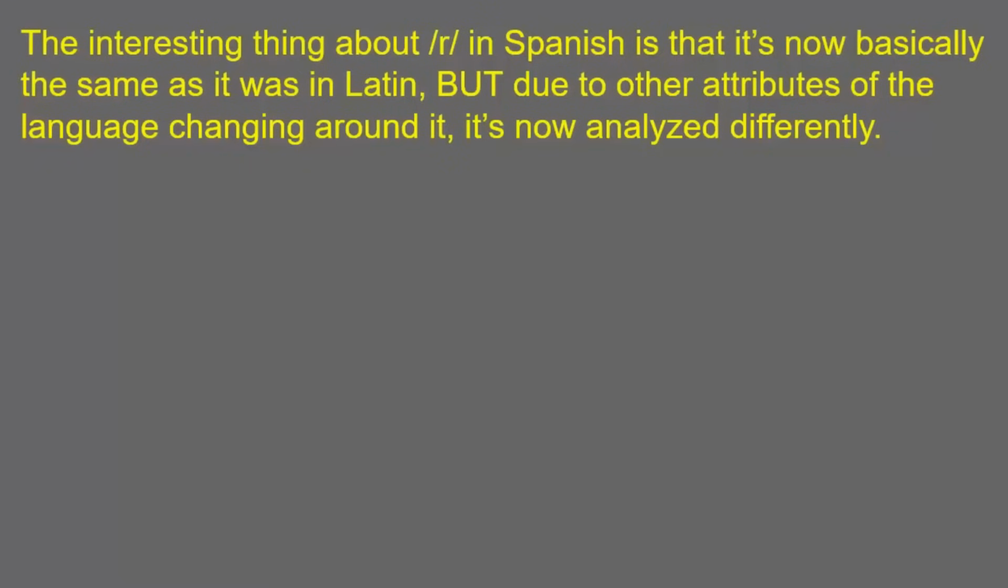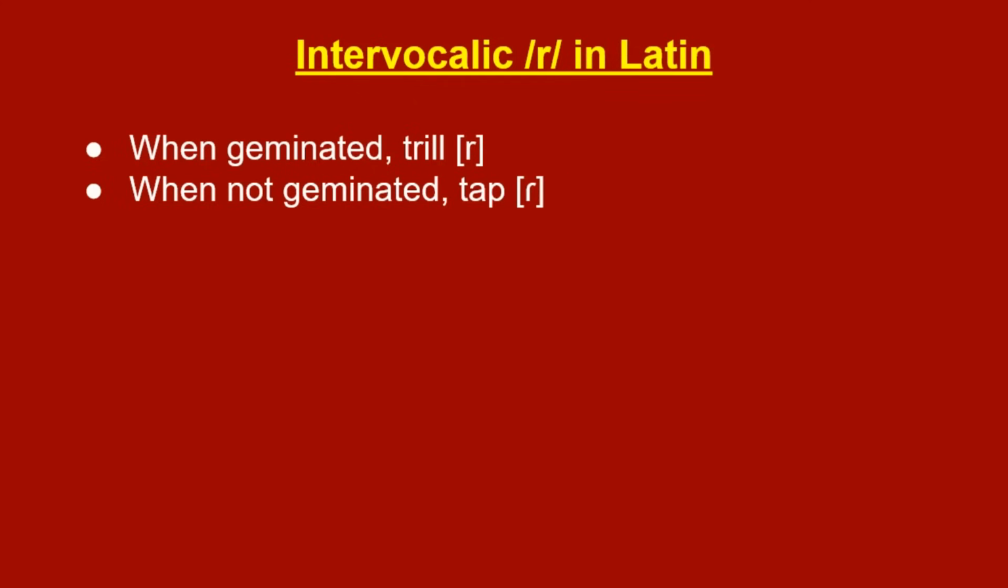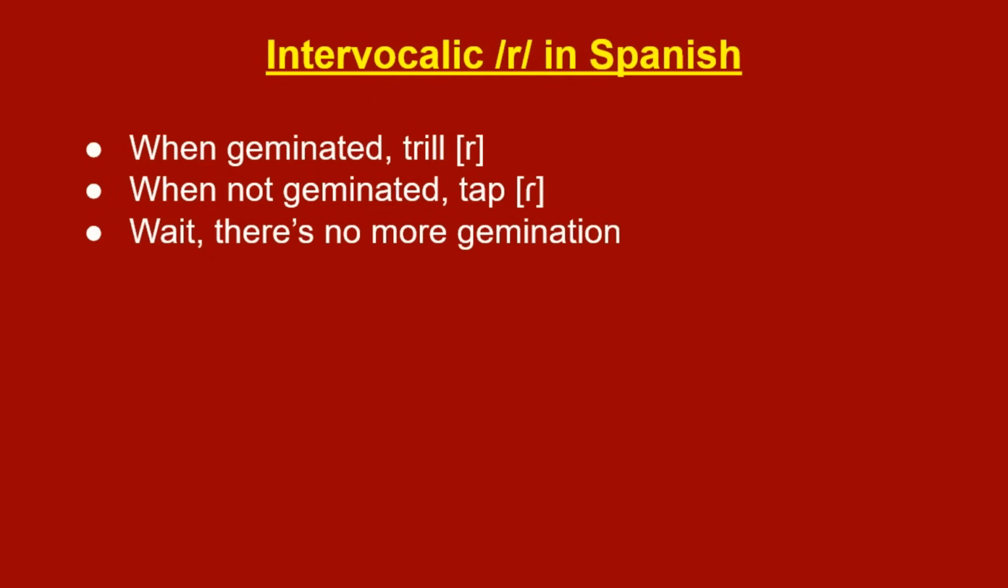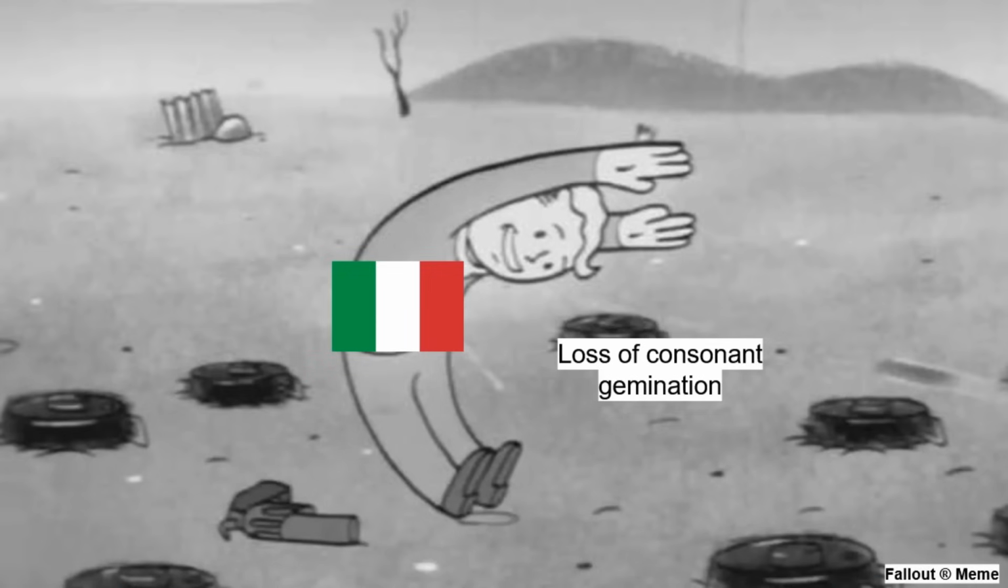Technically nothing changed with the r in Spanish, but other stuff changed around it. Basically, even back in Latin, when between vowels and ungeminated, r was pronounced more as a tap. But then, Spanish lost consonant gemination as a feature, but this tap versus trill distinction remained, which made them phonemically different in Spanish. In fact, the only notable modern Romance language that still has consonant gemination is Italian.